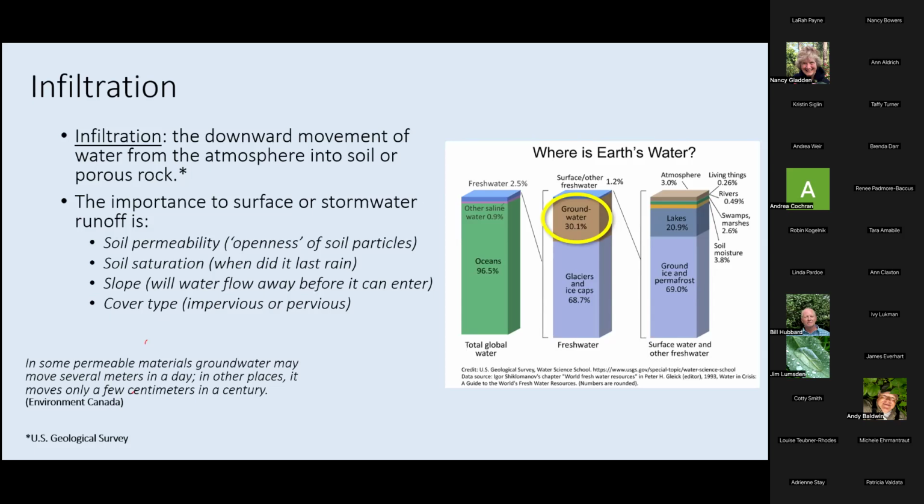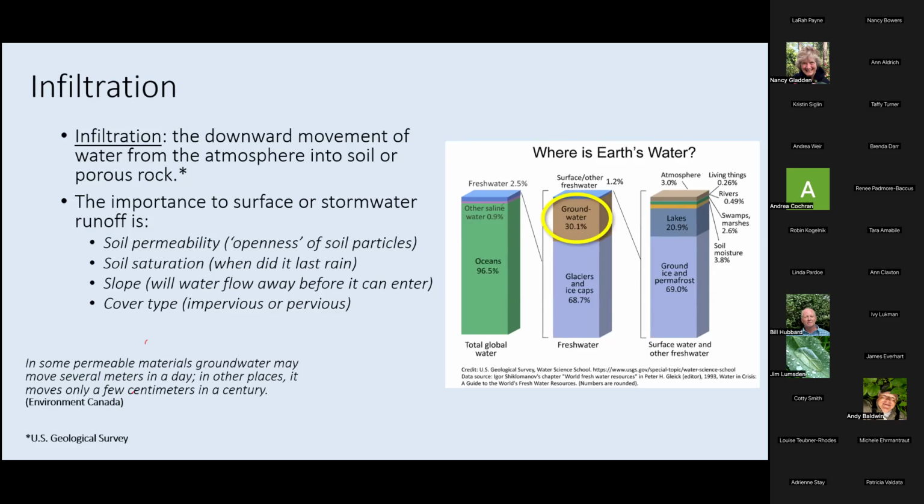The little diagram over there, again, we had 30% that kind of make it into our streams in the ground, but that's also where about a third of our fresh water resides. And so making sure that infiltration occurs is extremely important because quite a bit of Maryland does not get its drinking water from reservoirs. It actually gets it from groundwater.